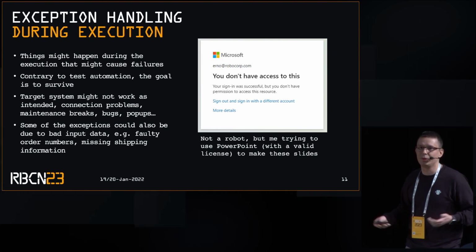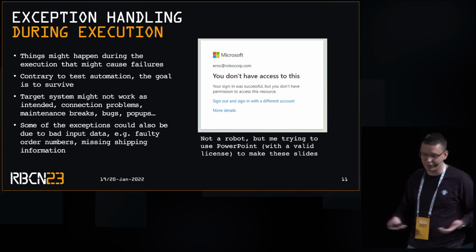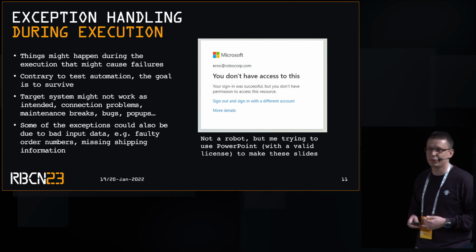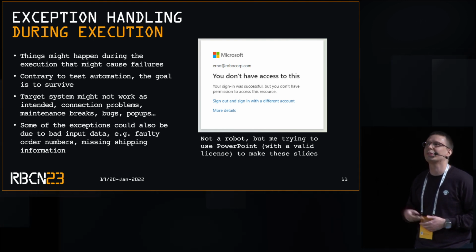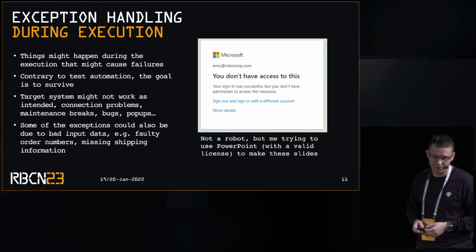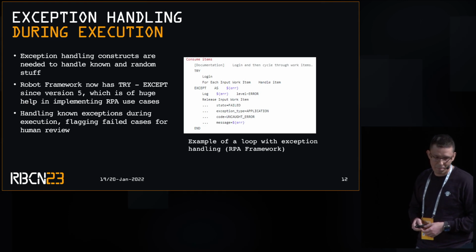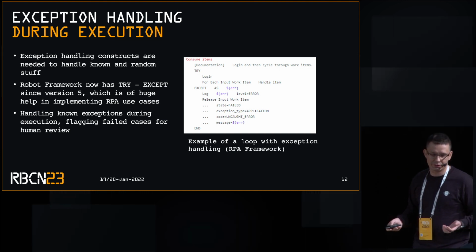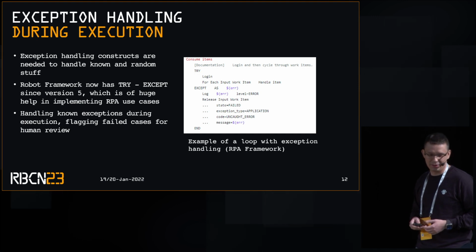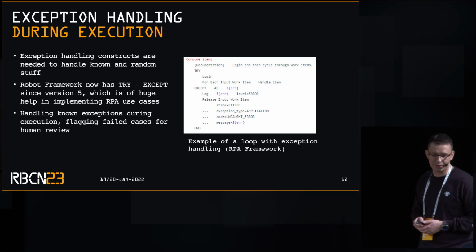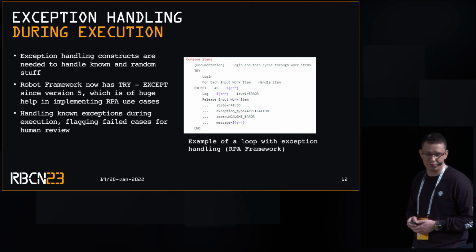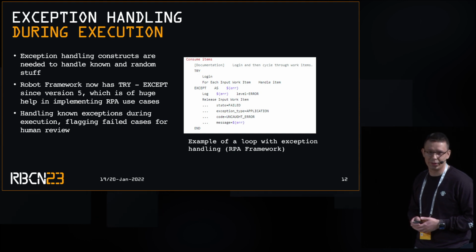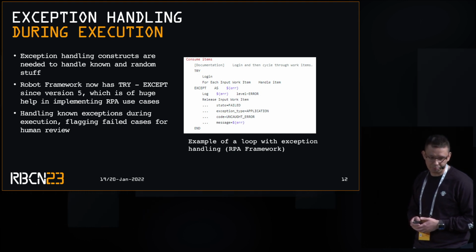There could be, for example, missing shipping information or missing customer IDs. So the robot needs to be able to flag and handle those too, so that, for example, the business process owner can later on fix those things. And for that, we need exception handling constructs. Luckily, Robot Framework since version 5 has TRY EXCEPT, which is of huge help in implementing these RPA use cases with a meaningful syntax.